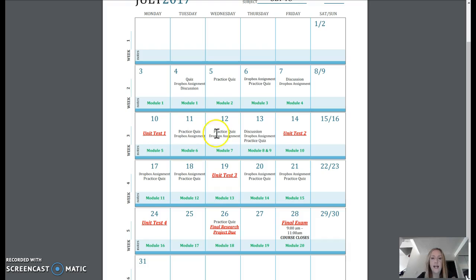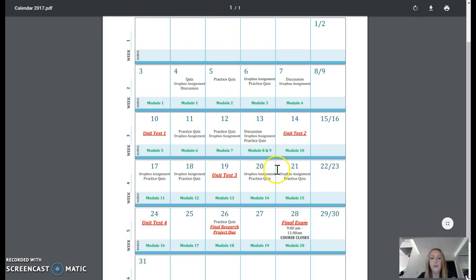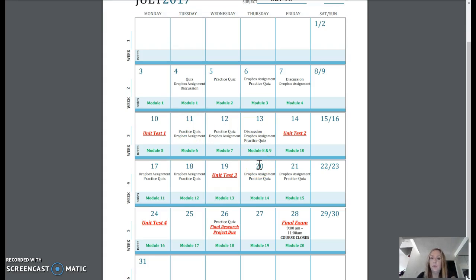You can see I've highlighted where each of the unit tests are. Some units are longer than others. That's why there are different amounts of time in between them. But remember, each day that we work through a module, that's about a week's worth of work. So that's what I've highlighted. The last thing I've highlighted here is your final exam. There's no option of moving our final exam. That is when everybody has to write it. And we're looking at a 9 a.m. start. The course closes that day, so that's another reason not to fall behind in submitting work.